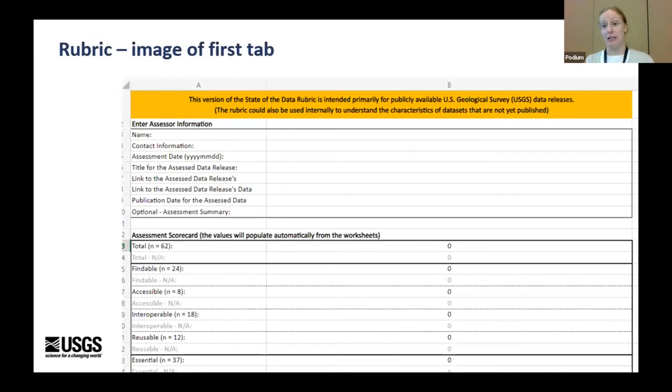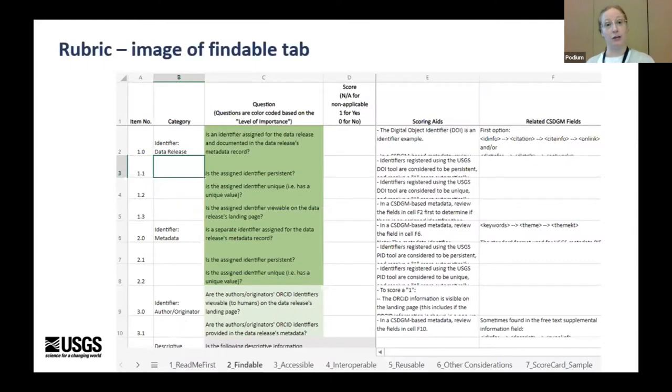Here are a few images of what the rubric currently looks like in a spreadsheet. We got an automatically populated scorecard based on answers in the rubric. There are four tabs, and this one is the F tab. The questions are categorized by topic, and there's a column for scoring guidance and what the assessor should look for in the metadata to answer certain questions.